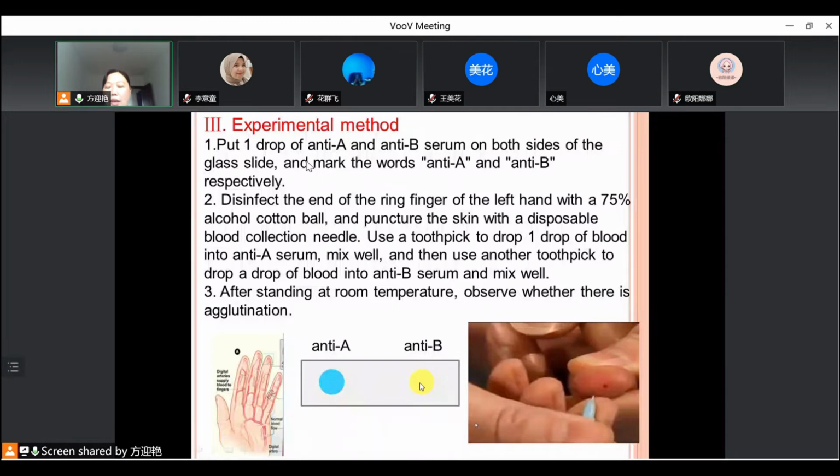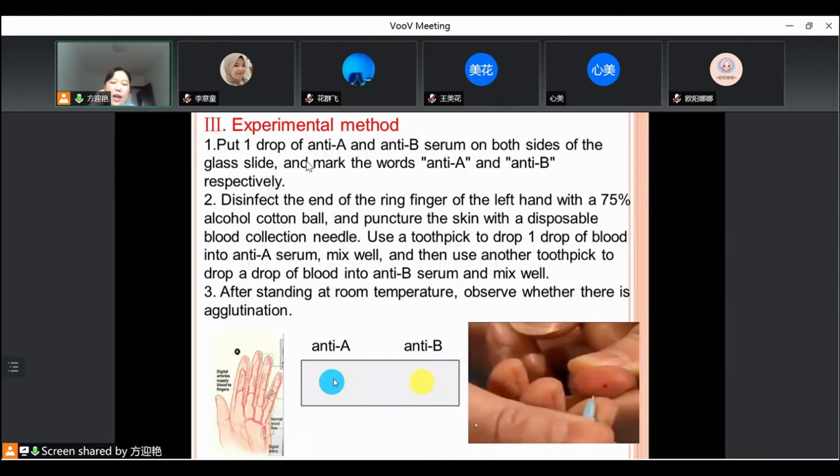Mixing together means that the antibody and the antigens touch fully, so they can easily react and bond. After mixing well and standing at room temperature, we take this to the table and observe whether there is agglutination. We observe for about 5 to 10 minutes, and then we can see that the blood and the standard serum can have agglutination.